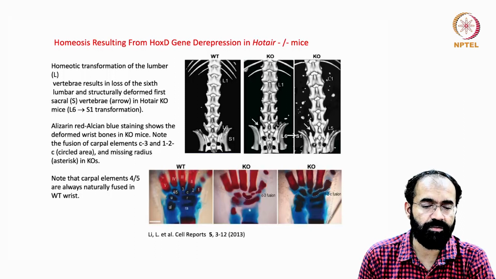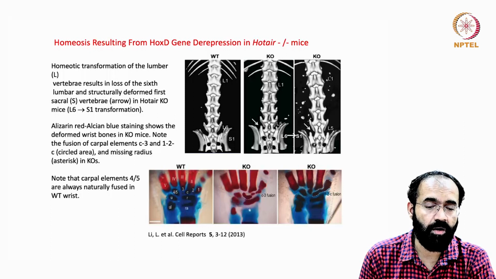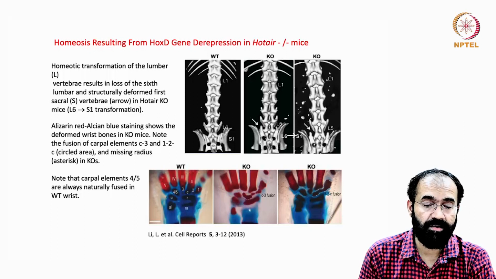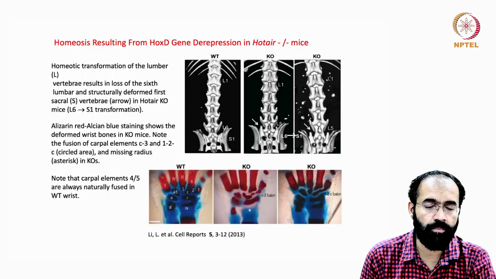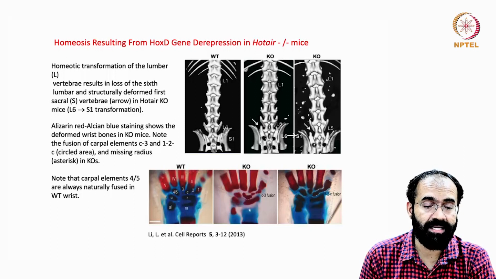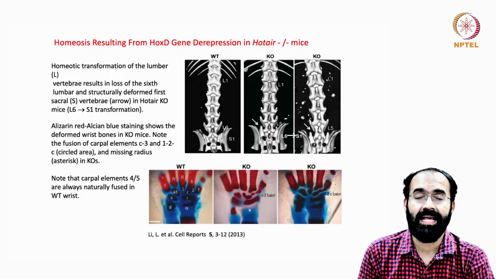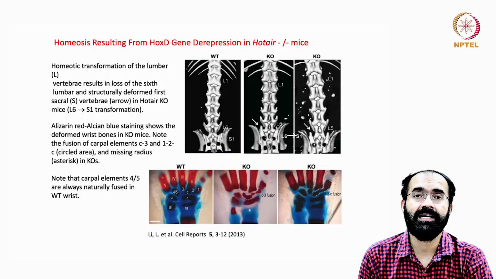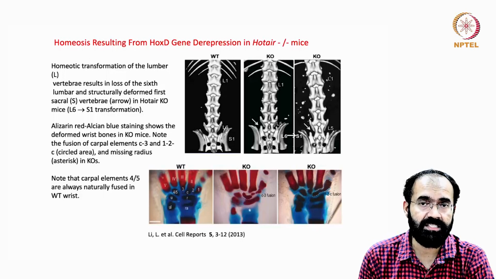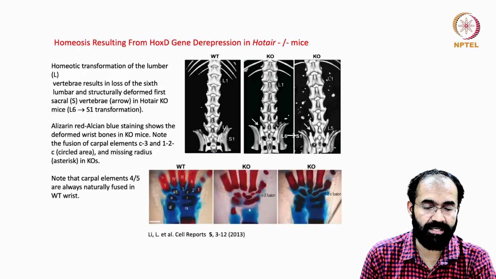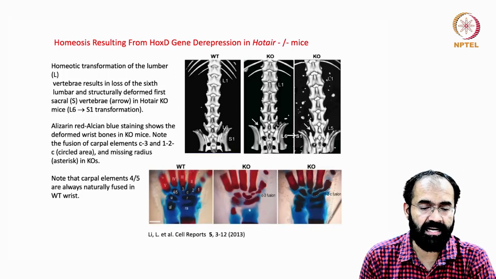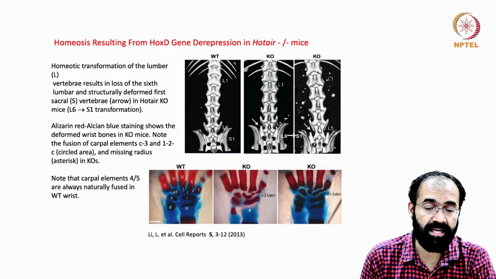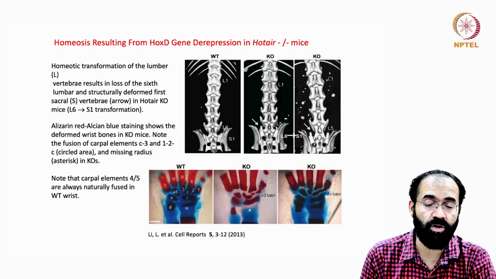So homeotic transformation of the lumbar vertebrae results in the loss of the 6th lumbar and structurally deformed first sacral vertebrae, that is shown marked with arrow. And in HOTAIR knockout mice, normally you see L6 to S1 transformation. So L6, lumbar 6th vertebrae, now is appearing like a first sacral vertebrae. So this is another type of homeotic transformation. So if you stain with alizarin red and Alcian blue staining, it shows the deformed wrist bones in the knockout mice.